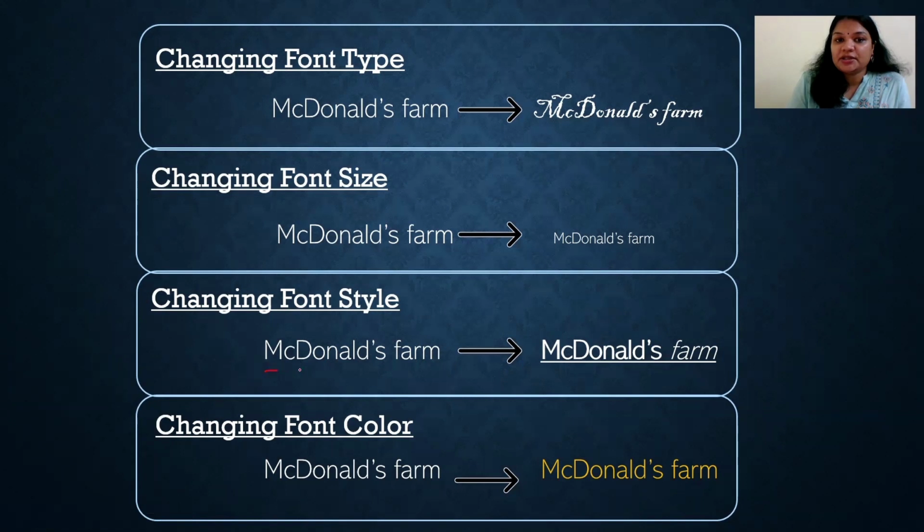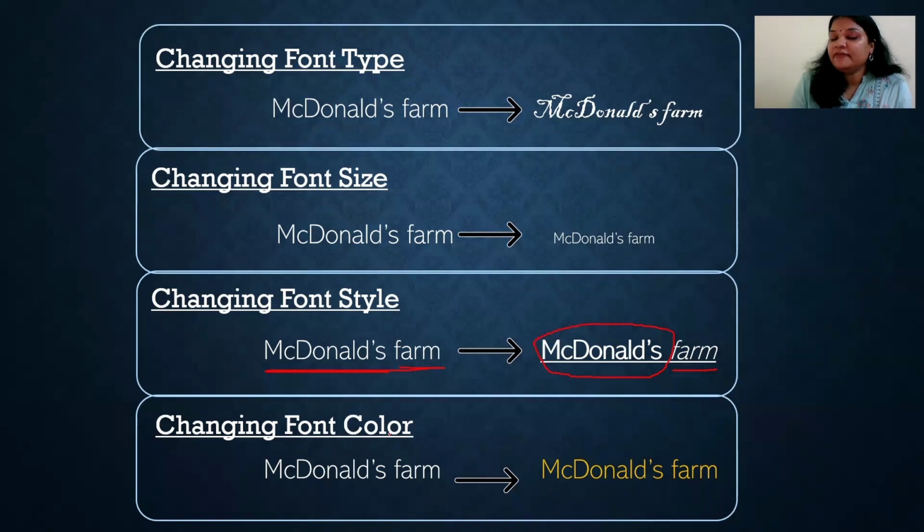I have changed this McDonald's here, just McDonald's, okay? McDonald's to a bolder text. See that, right? And the form I have changed to italics, so it is slanted slightly towards the right. Then I have underlined the whole text. So these are the 3 toggle buttons that you have under the font style: bold, italics, and underline the text. Okay.